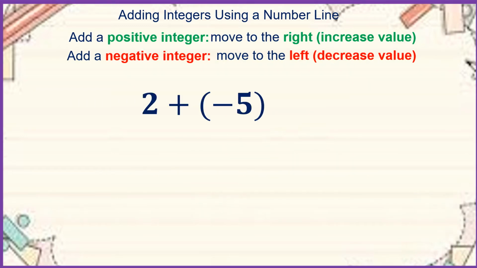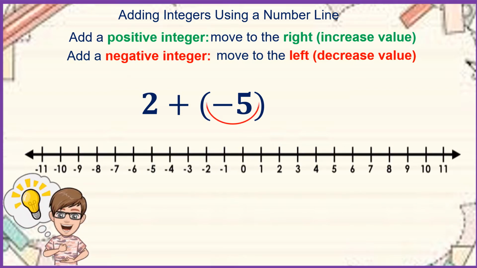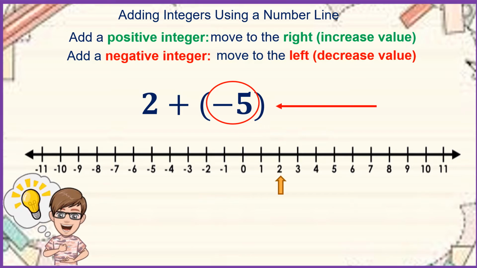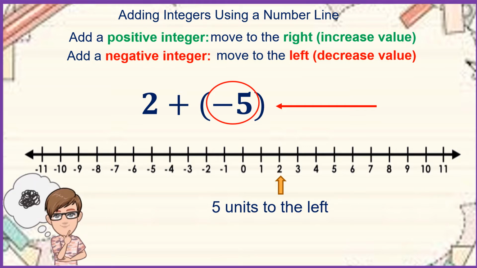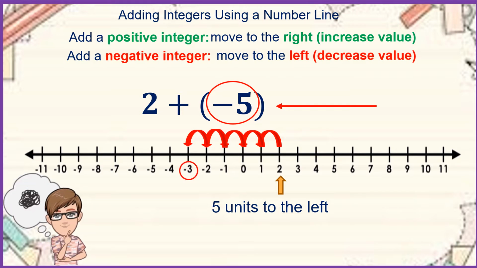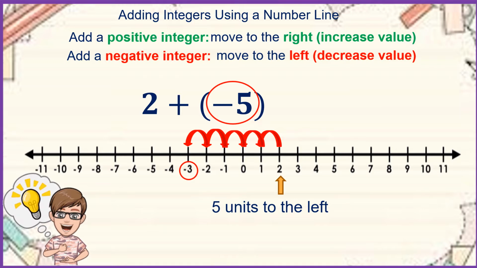Now let us have another one. Supposing we have 2 plus negative 5. Since we have to add a negative number, it means that we are going to move to the left on the number line. Starting at positive 2, we are going to move 5 units to the left. Now let us count. 1, 2, 3, 4, 5. We end up at negative 3. So therefore, 2 plus negative 5 is equal to negative 3.